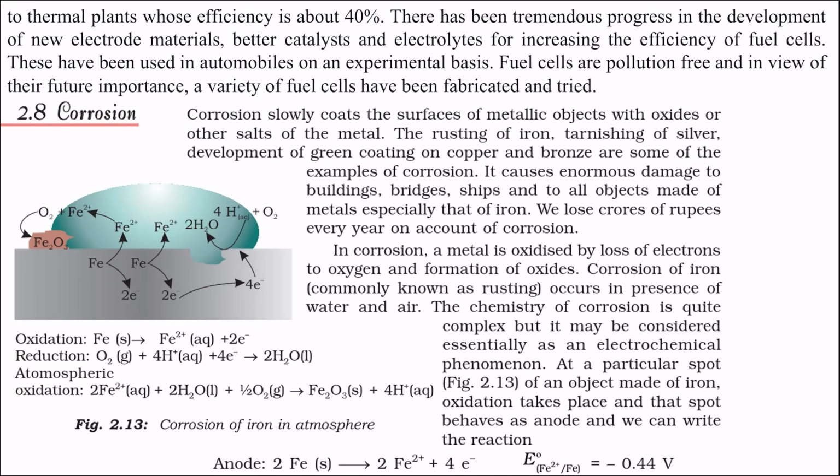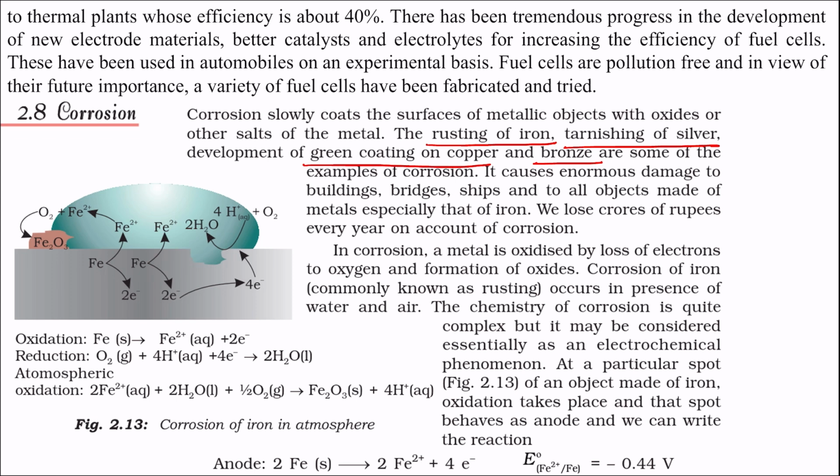Next topic is corrosion. What is corrosion? During corrosion, the surface of the metal gets coated with its oxide, that is, with the metal oxide or with some other salt of the metal. This process is known as corrosion. Examples of corrosion are rusting of iron, tarnishing of silver, and the development of a green coating on copper and bronze.